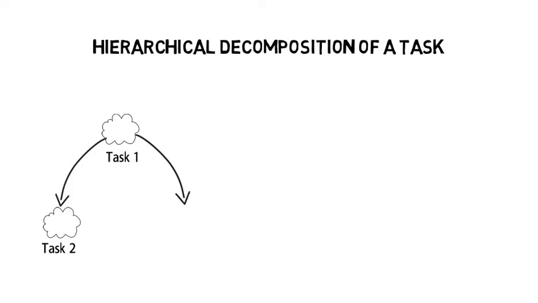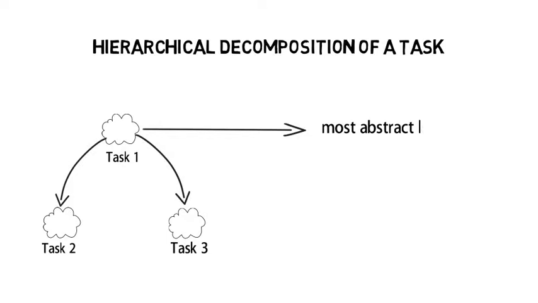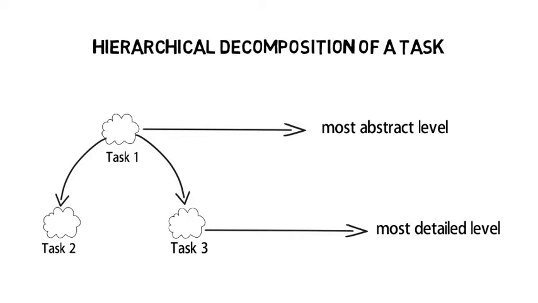As we see here, we decompose task 1 to task 2 and task 3 by tree structure. Task 1 is in the top level, which is the most abstract level. Task 2 and task 3 are in the bottom level, which is the most detailed level. We can read this: in order to do task 1, we need to do task 2 or task 3.